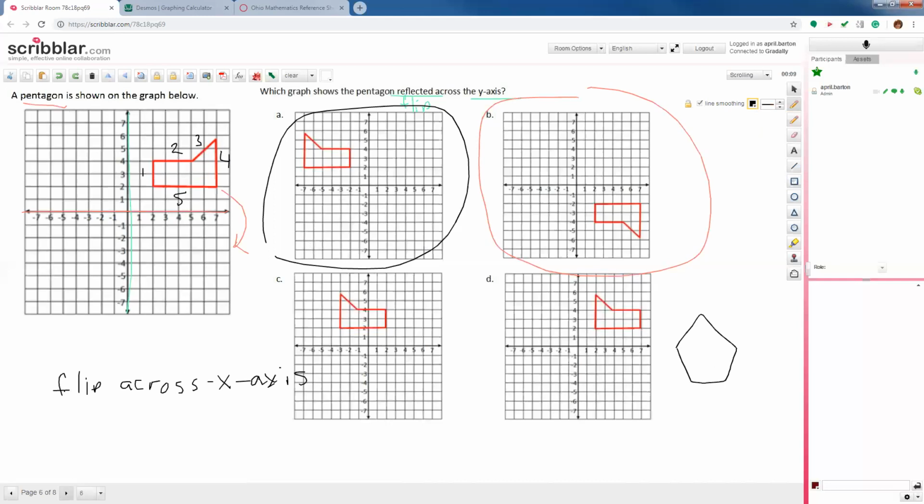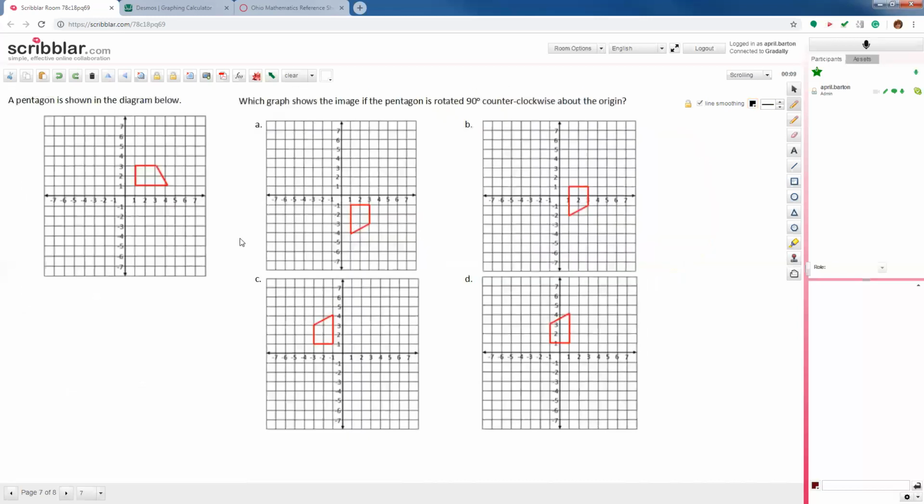So we had translations, we have reflections. We also have, so another version of a pentagon. Again, this is 5 sides. And 1, 2, 3, 4. Nope, I just have the instructions wrong. I typed it wrong. This is a quadrilateral. Sorry about that. There are only 4 sides, so it is not a pentagon. I just copied it wrong. 2, 3, 4, yeah. Which graph shows the image of the quadrilateral rotated 90 degrees?